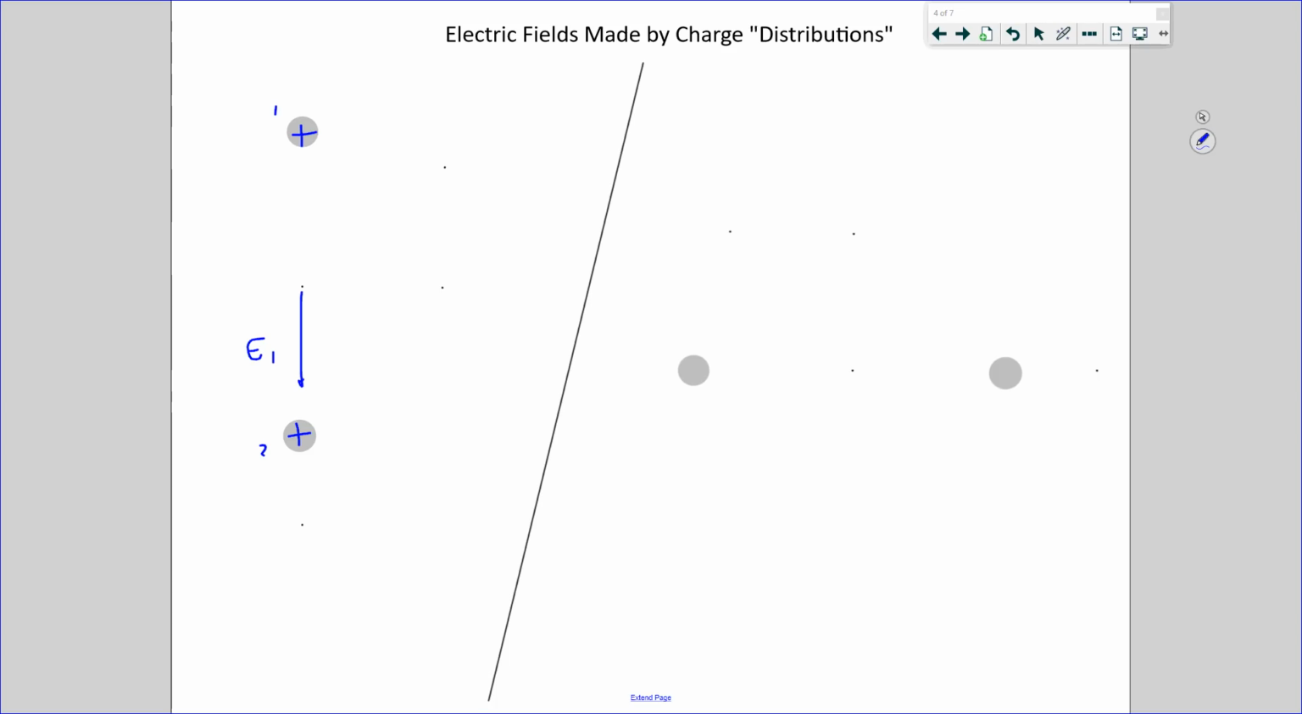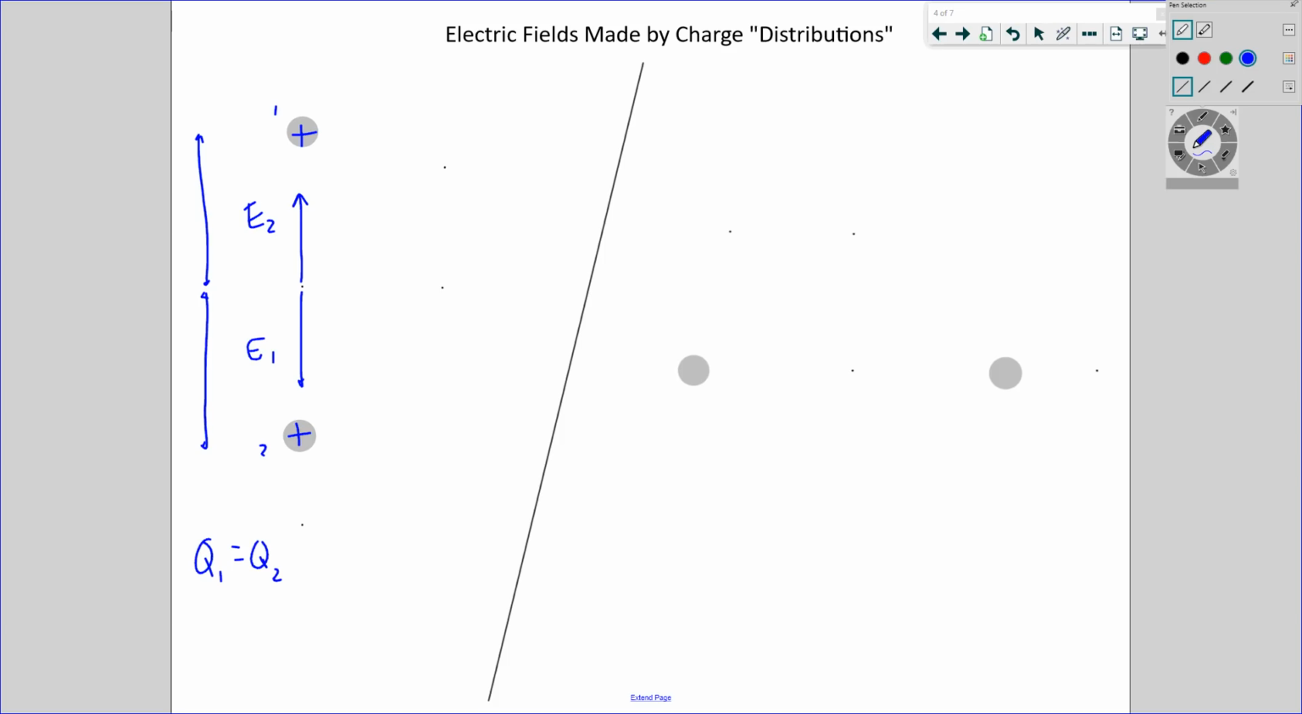Now cover up charge 1 and say, hey, charge 2 is a positive charge. At this location, there's a field made by charge 2 that looks like that. And if we assume, because I say so, that Q1 and Q2 are the same charge, and that these two distances are the same distance, then guess what? E1 and E2 are the same size. They are, in fact, equal and opposite. And therefore, the net electric field at this location is nothing.